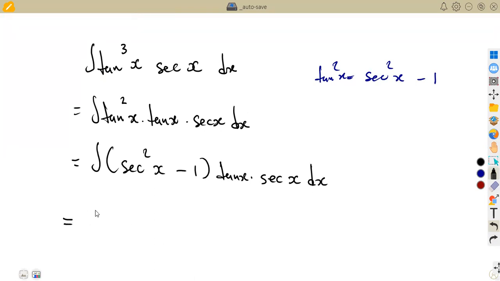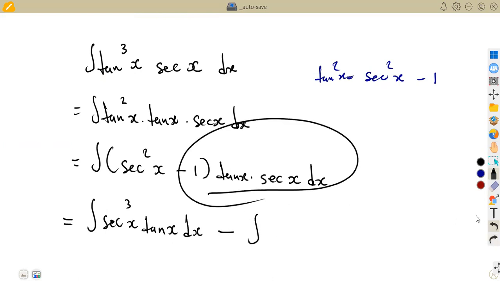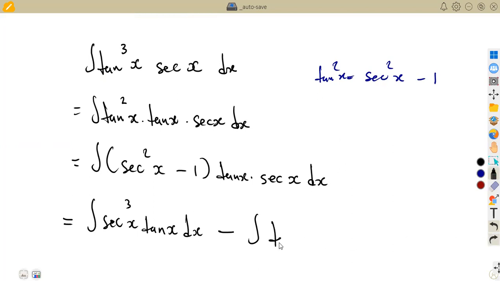Now let us multiply everything here. If we multiply the sec squared and the sec, it is going to be sec to the exponent of 3. So that will be sec cubed x tan x, with respect to x. Minus 1 multiplies this part as it is. So it's minus the integral of tan x sec x dx.